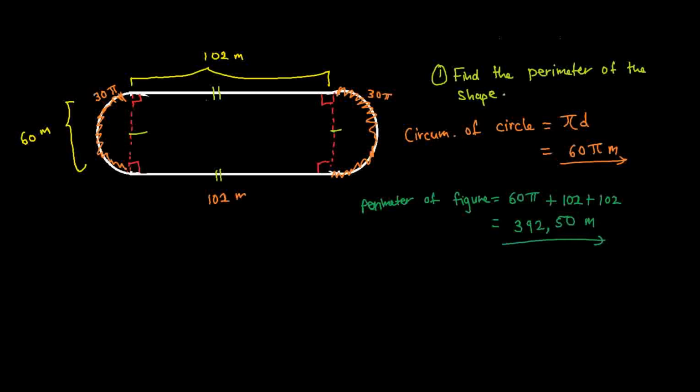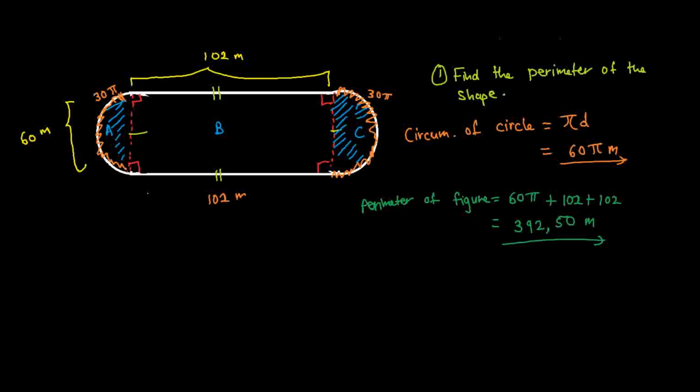Now, to calculate the area of this figure, it's very interesting because this figure is actually made up of three shapes. It's made up of a semicircle plus a rectangle plus another semicircle. This semicircle is the same size as this semicircle. So let's calculate the area of an entire circle. Why? Because the area of this semicircle, which I'm shading in blue, plus the area of this semicircle, which I'm shading in blue, will give you the area of one complete circle.